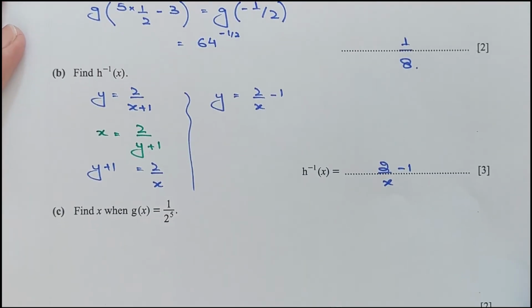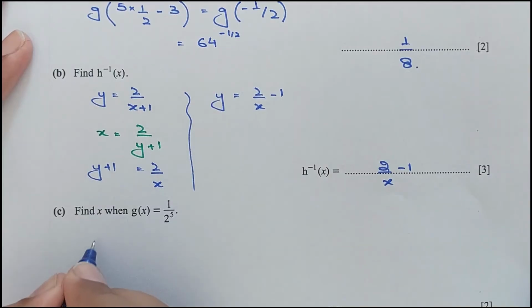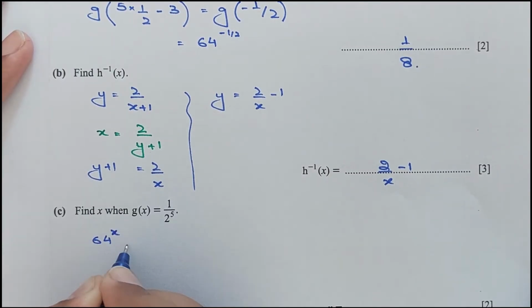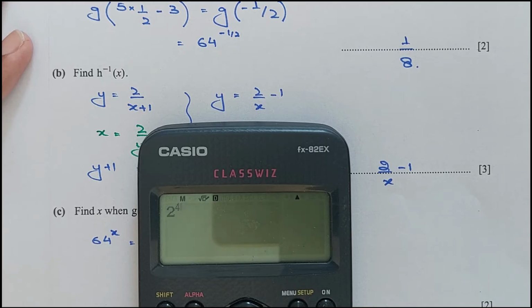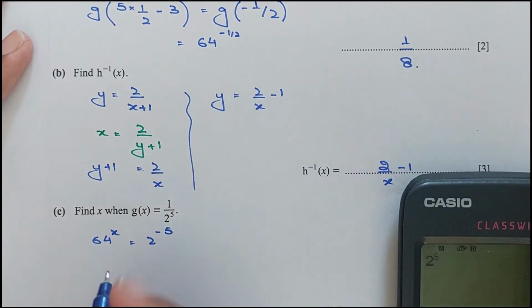Now for part C, find x when g of x equals 1 over 2 power 5. g of x is 64 power x, and this is 2 power minus 5 if we shift it into the numerator. So 64 is 2 power what? 2 power 4 is 64? No, 2 power 5, 2 power 6. 2 power 6.